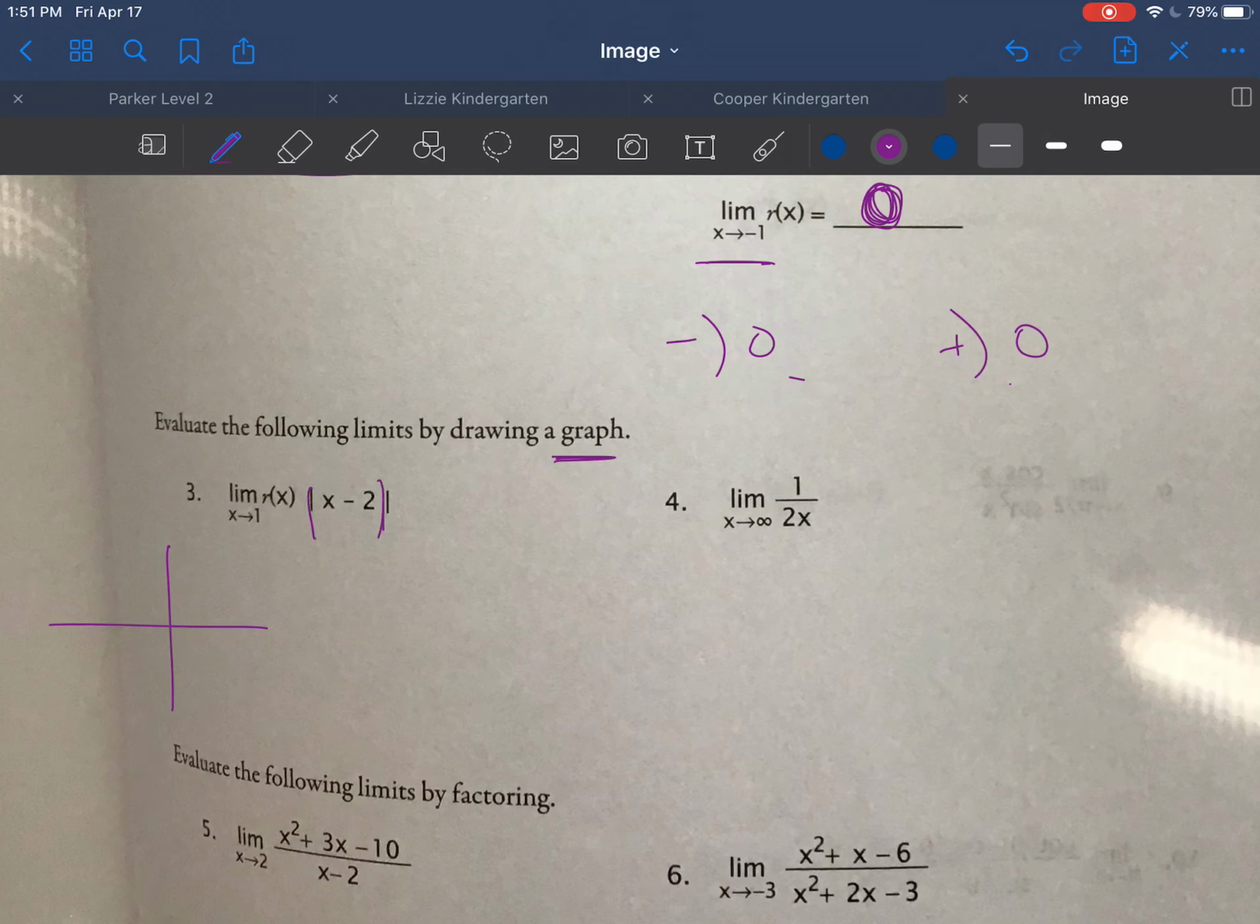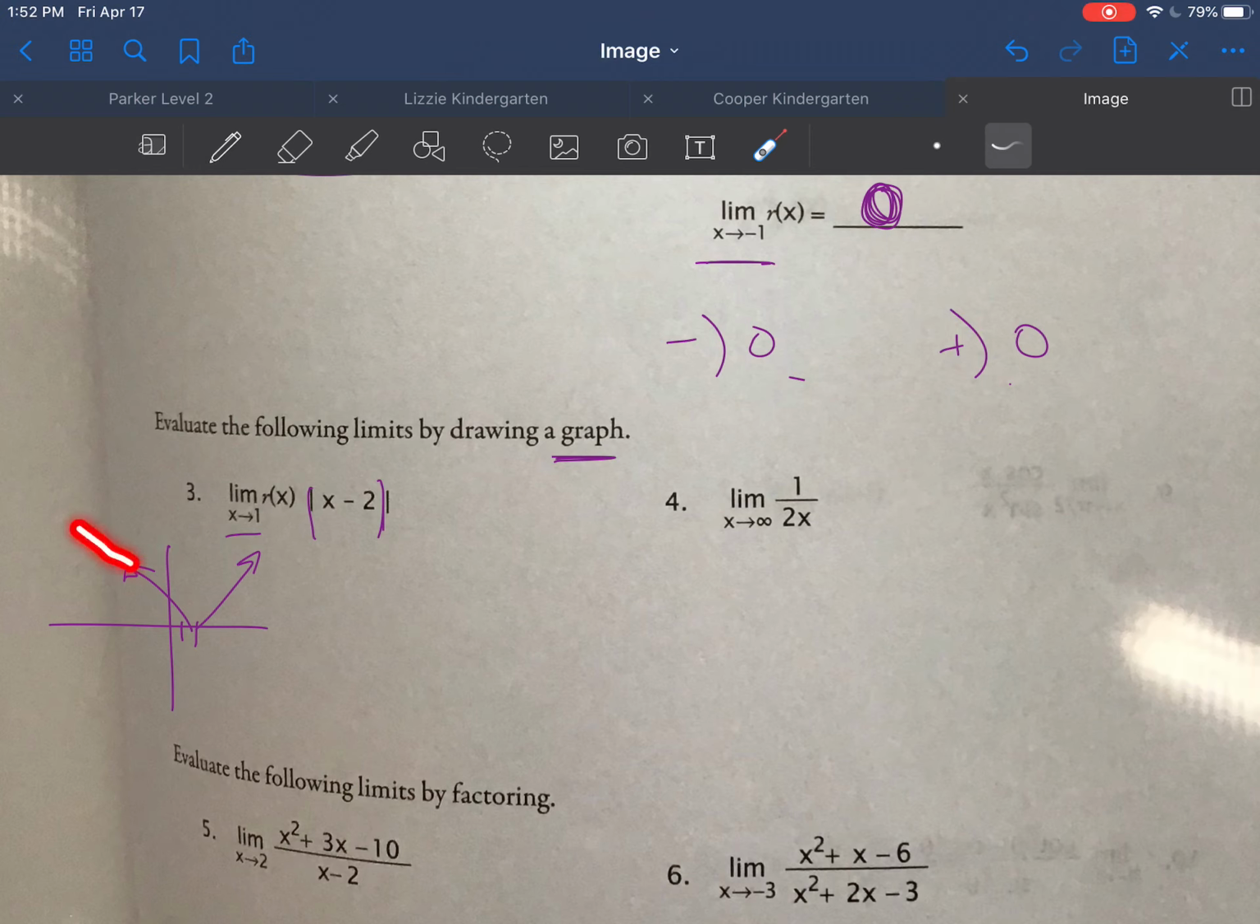Since my -2 is inside the bars, when we have a plus or a minus inside the bars, it moves our graph left and right, opposite of what you think. So -2 moves my V to the right 2, like this. So if we're looking at the x value of 1, as x approaches 1, okay, here's my x value of 1. My graph is right here, and I'm going to show you how to figure out its exact point in just a minute.